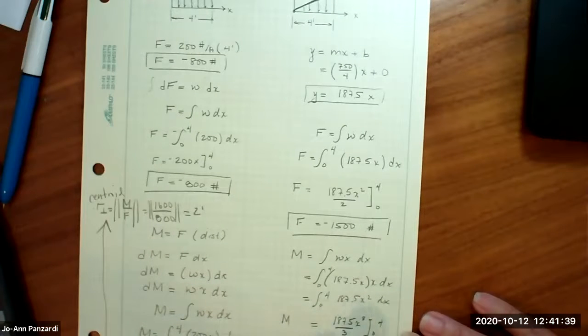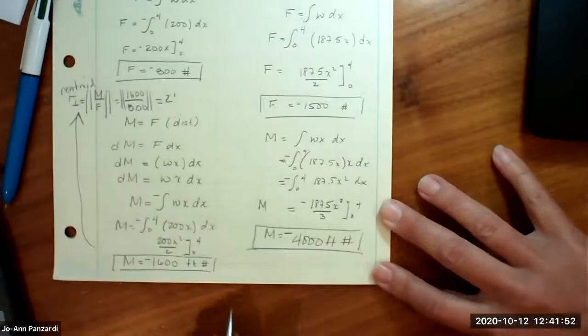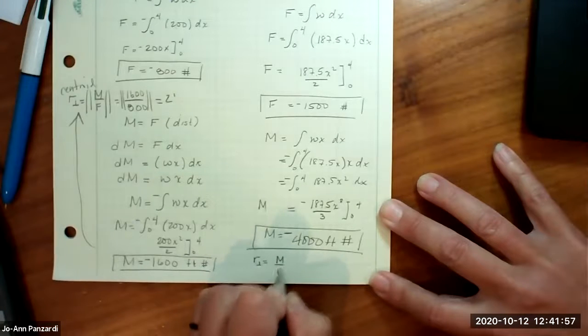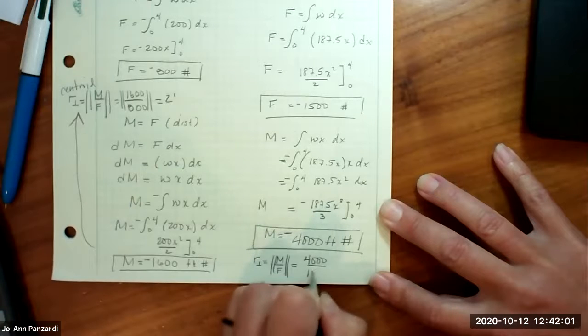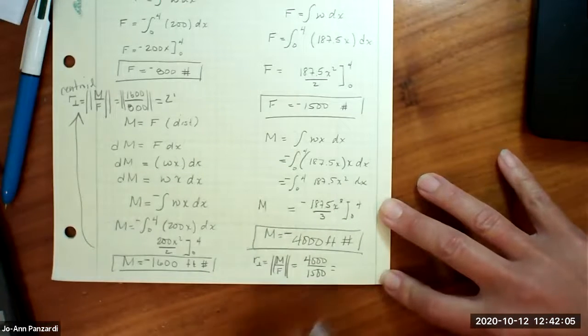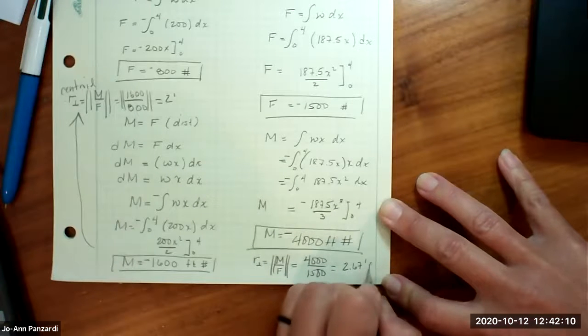4,000 foot-pounds. And again, this has to be a negative value because my force is all going down. Same thing with the left one. And then the perpendicular distance is the moment divided by the force. So that's 4,000 divided by 1,500, and 4,000 divided by 1,500 is 2.67 feet.